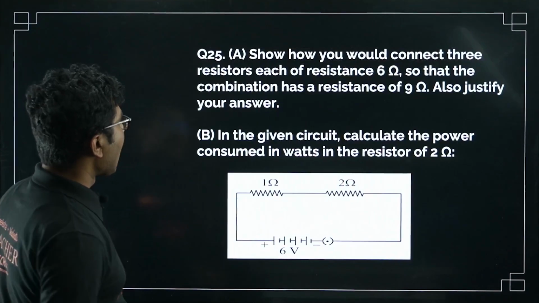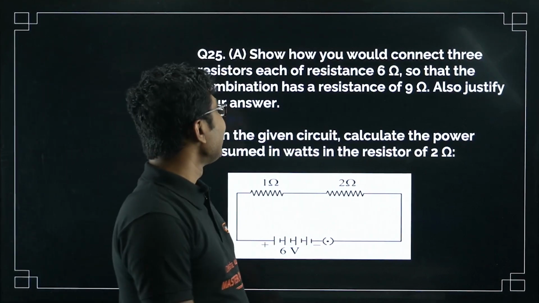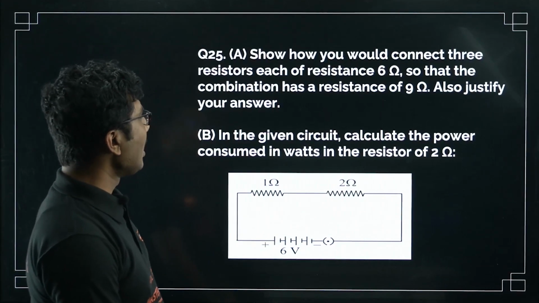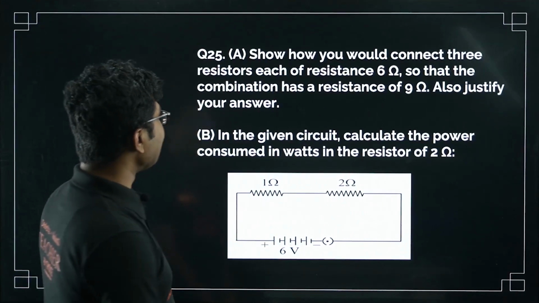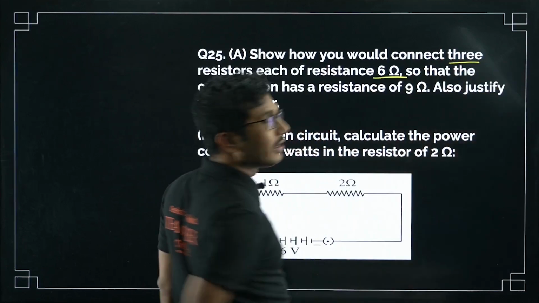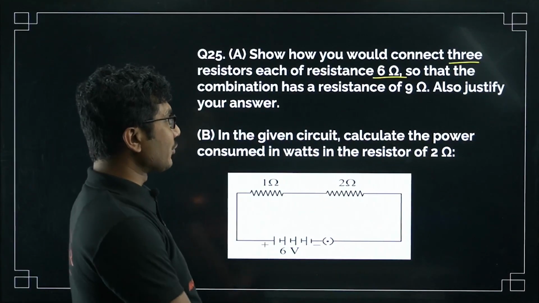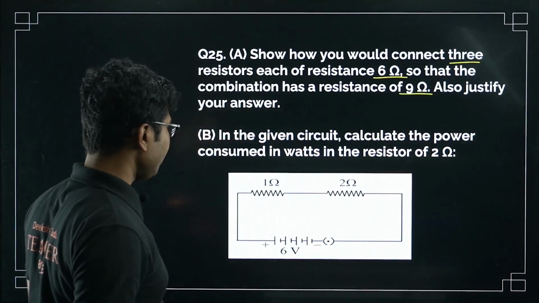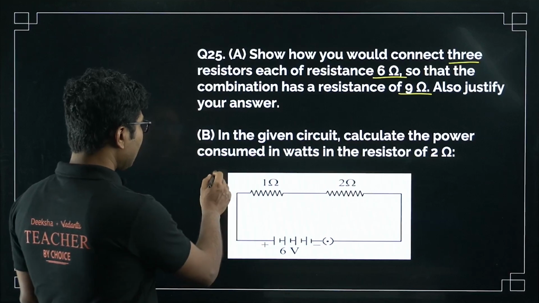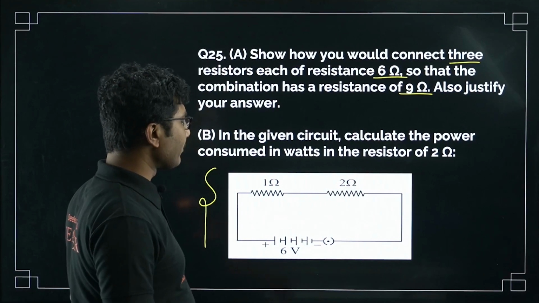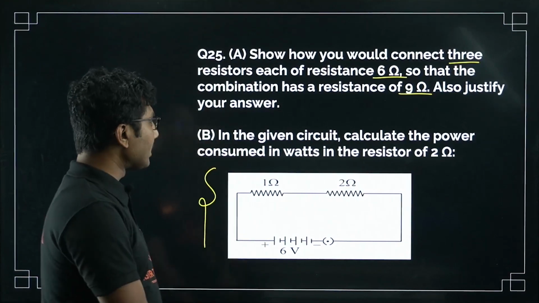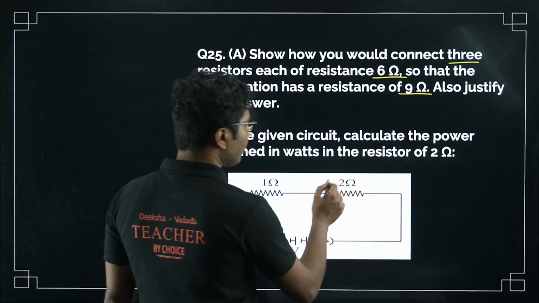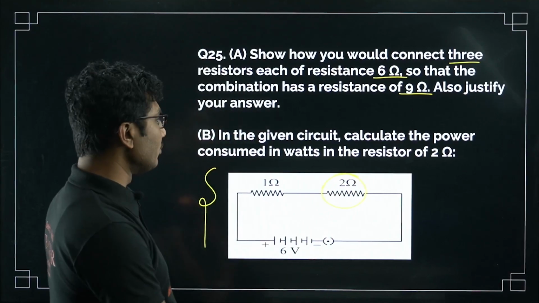Now, show how would you connect 3 resistors of each resistance 6 ohm so that the combination has a resistance of 9 ohm. Also justify your answer. Okay, and there is a circuit given. This is a CBSE question paper. Obviously this question was very popular, many students were not able to answer this. In the given circuit, calculate the power consumed in watts in the resistor 2 ohm.